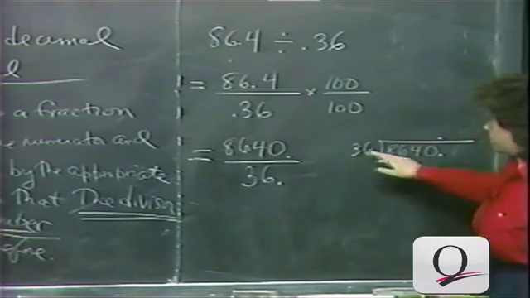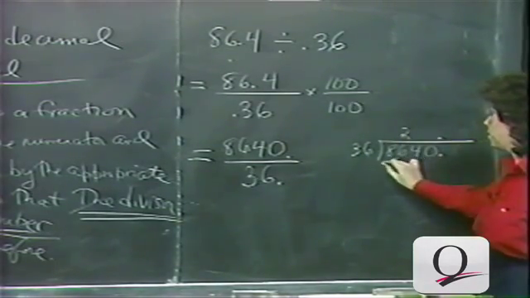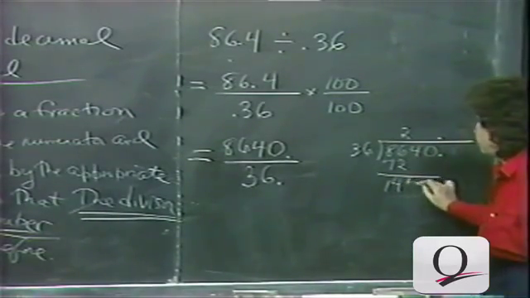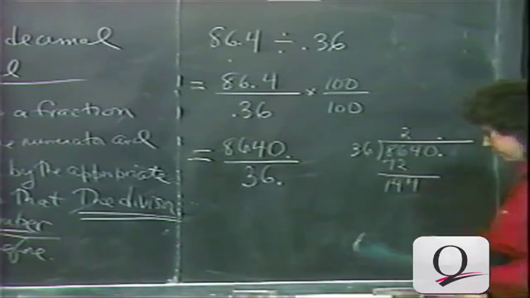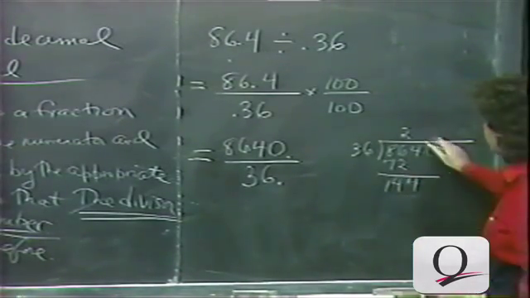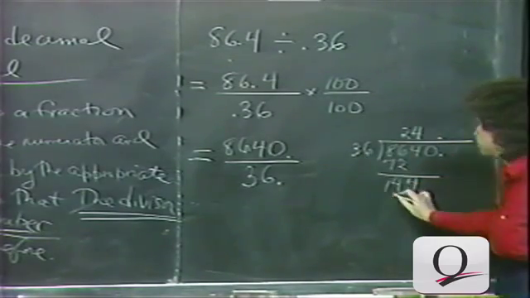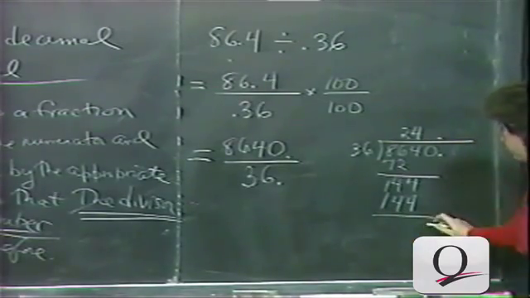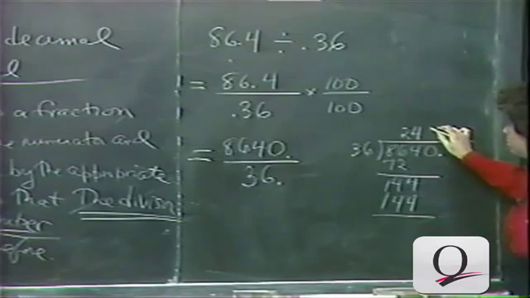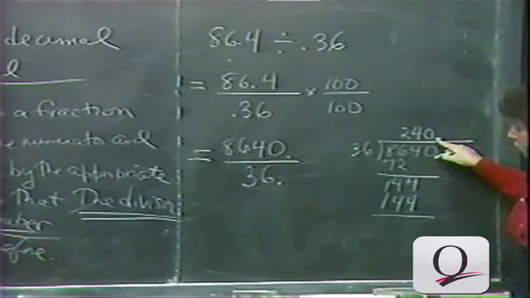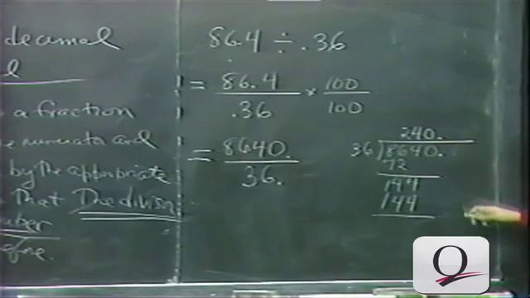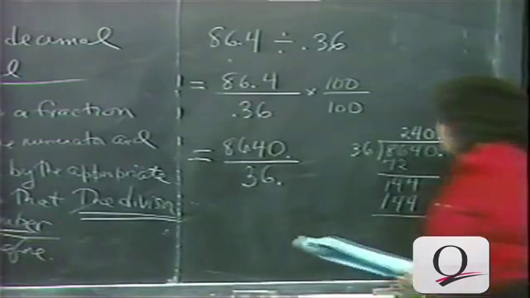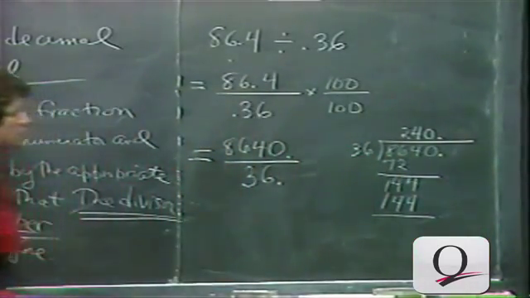And 36 into 86 goes twice, giving us 72. Subtracting and bringing down the 4, 36 into 144 goes 4 times. 4 times 36 is 144. Subtract. Bring down the 0. 36 into 0 goes 0 times. You must put the 0 in here, however, to keep the place right. 24 would be incorrect. It's 240. And then you can stop because from now on it's all going to be zeros. So 36 goes into 8,640 240 times.